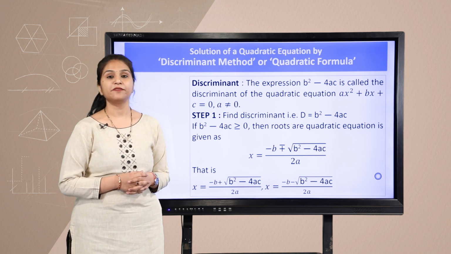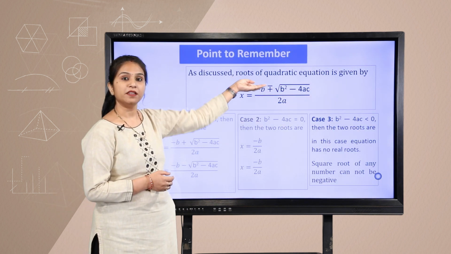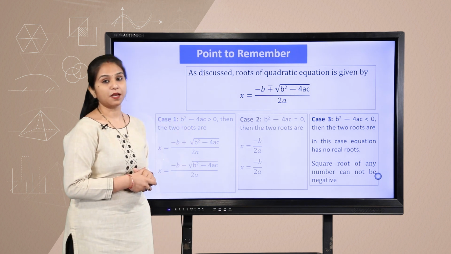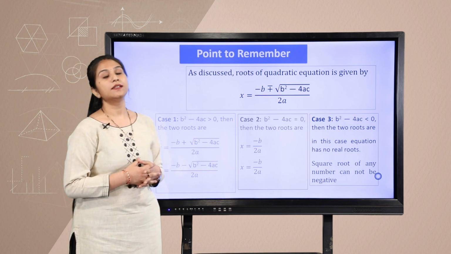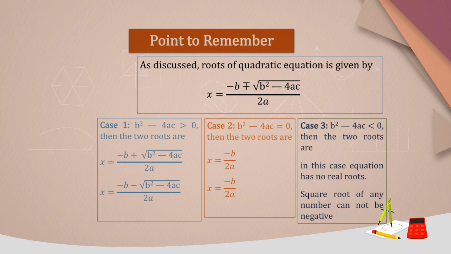Let us understand this formula in more depth. Here you can see we have written the formula again. Now there arise three cases. Case number 1. Children, when the discriminant is greater than 0, let's see what will happen. When the discriminant, that is b square minus 4ac, is greater than 0, in that case you will find the roots: x equals minus b plus under root discriminant upon twice a, and the second one is minus b minus under root discriminant upon twice a.